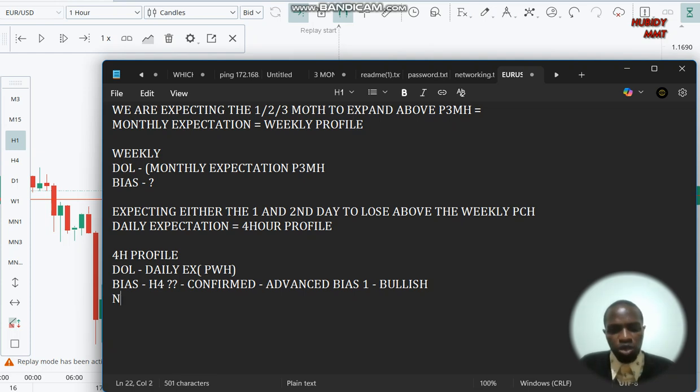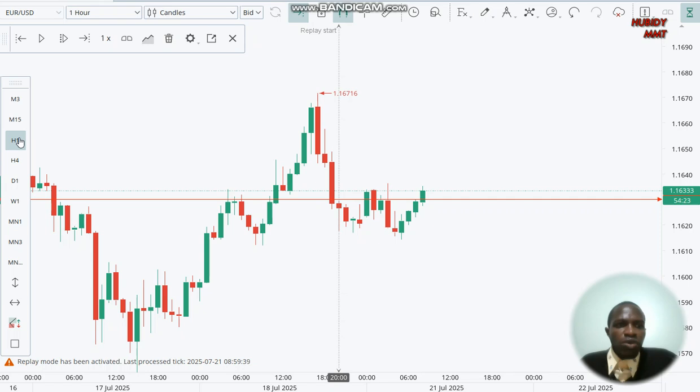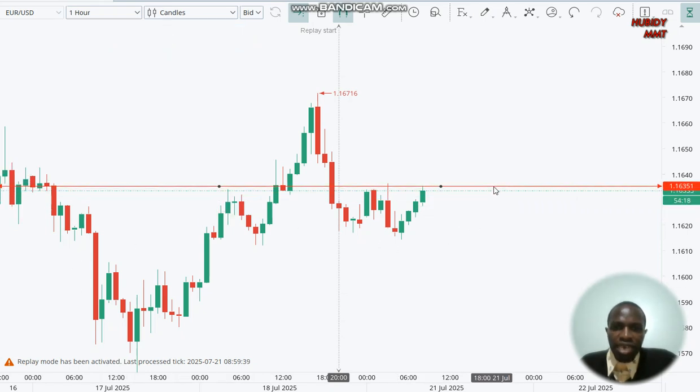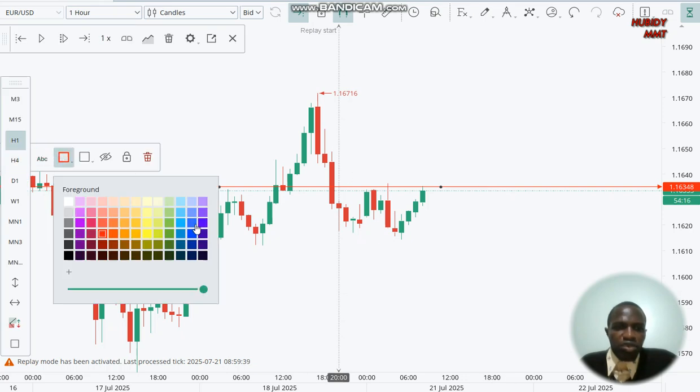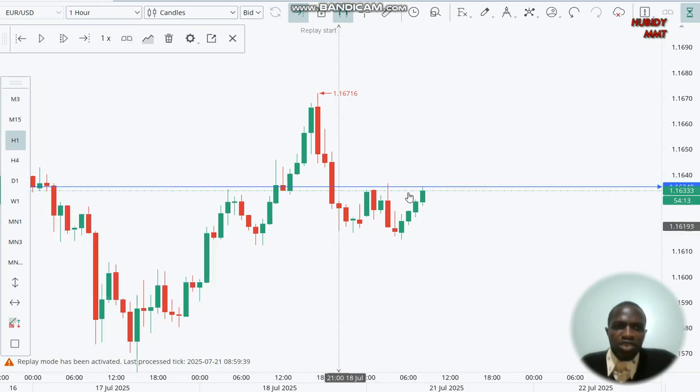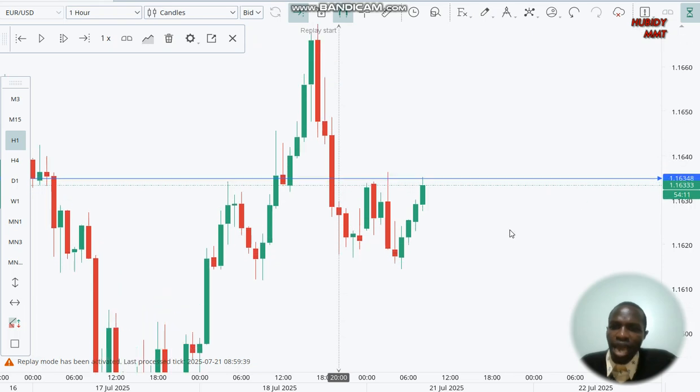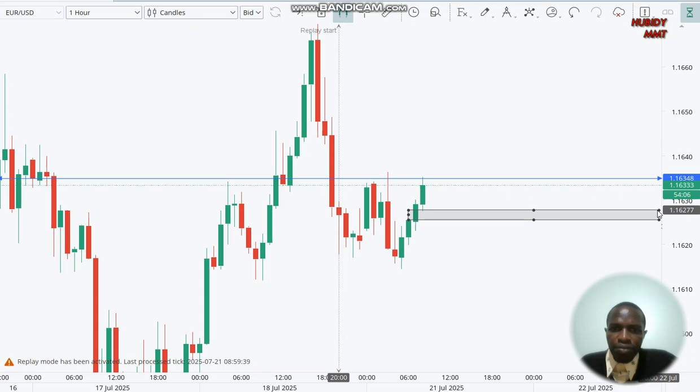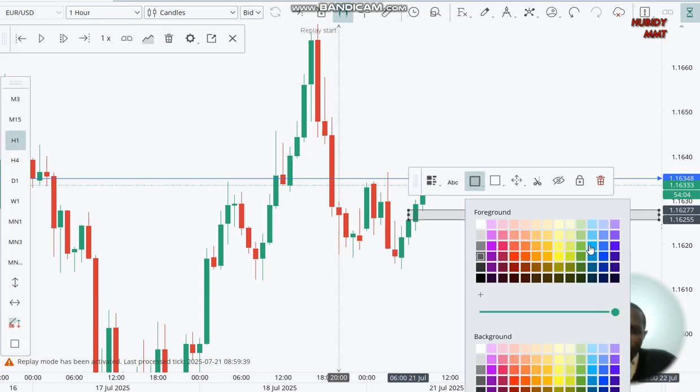Then we go to which part? Our narrative. Our narrative is where we mark the PDRAs, and we are interested in the fair value gap and the previous candle high. So when we go down to H1, we now mark, let me take this line and change it to blue. I've just changed it. I mark the previous H1 high, and then a fair value gap also. I can see a fair value gap here, although this is a breakaway gap.